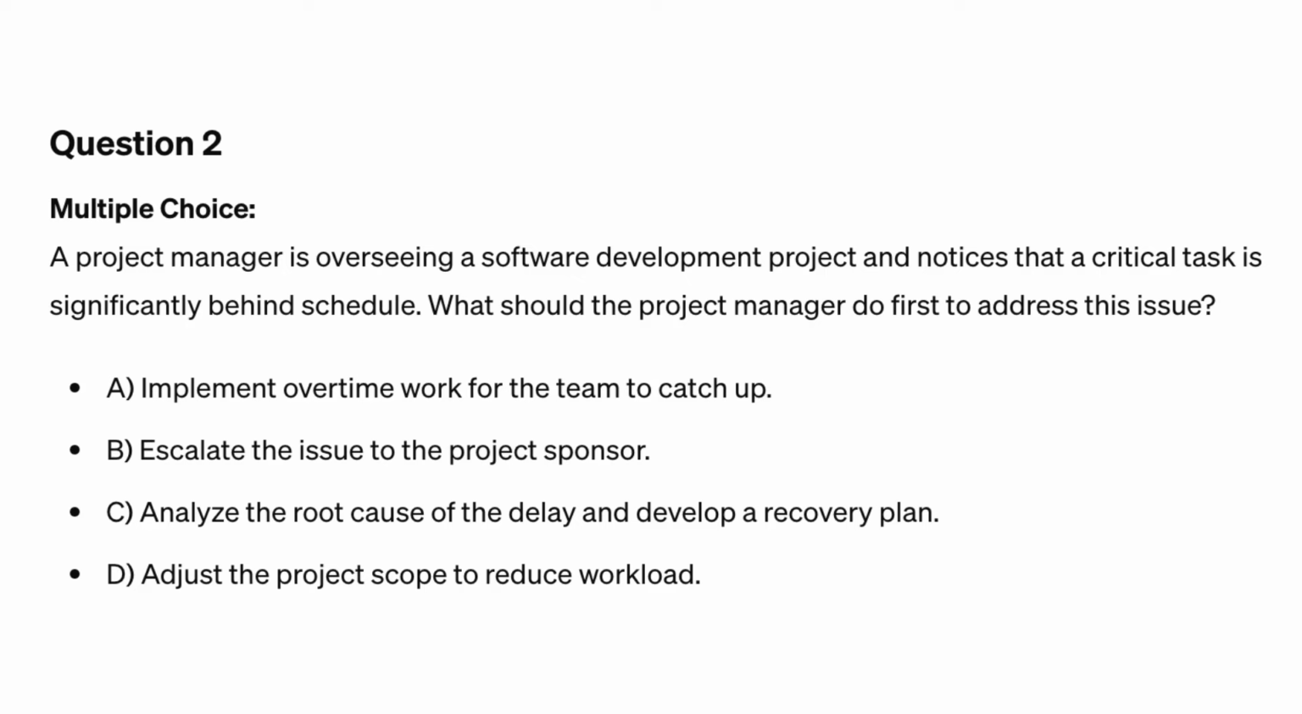Question 2. A project manager is overseeing a software development project and notices that a critical task is significantly behind schedule. What should the project manager do first to address this issue? A. Implement overtime work for the team to catch up. B. Escalate the issue to the project sponsor. C. Analyze the root cause of the delay and develop a recovery plan. D. Adjust the project scope to reduce workload.